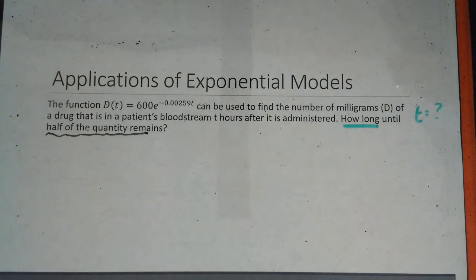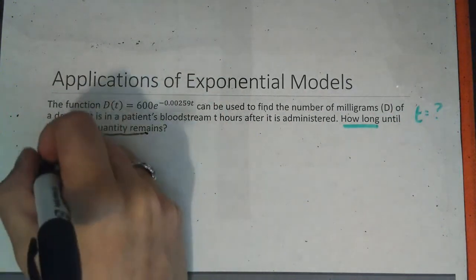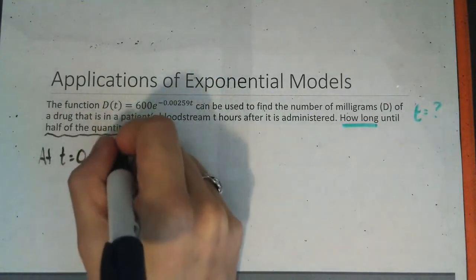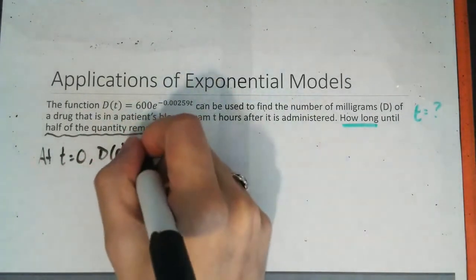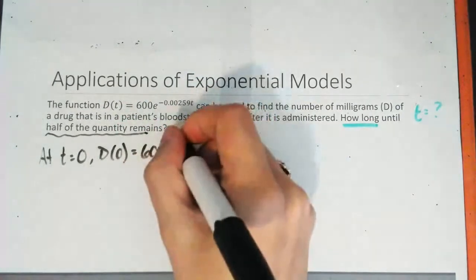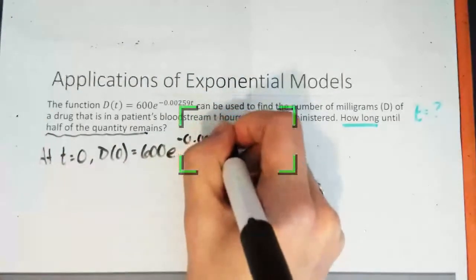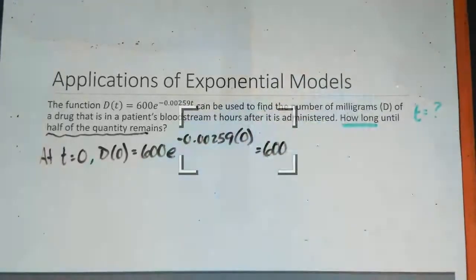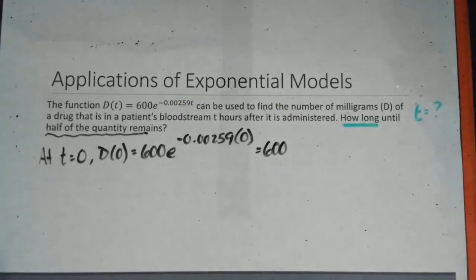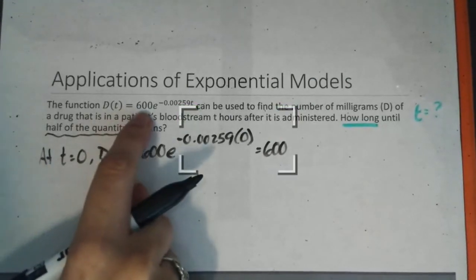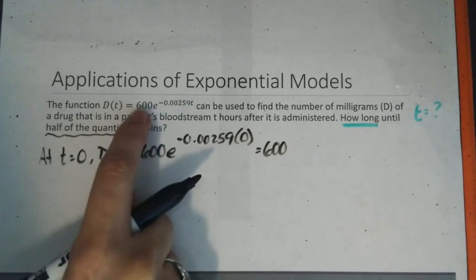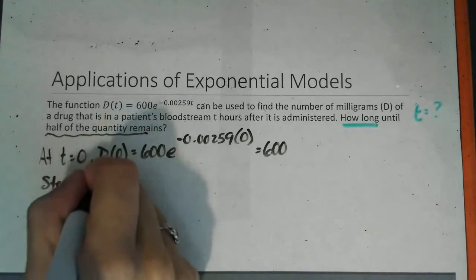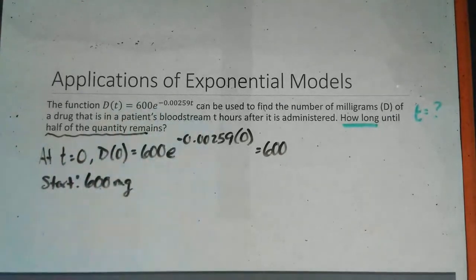If we're starting when t equals 0, then the amount of drug in the system, d of 0, is equal to 600 e to the negative 0.00259 times 0, and that's 600. So you might recognize that 600, the number out front of the exponential part, that's our initial value. So we are starting with 600 milligrams.